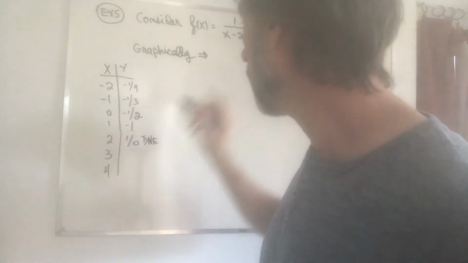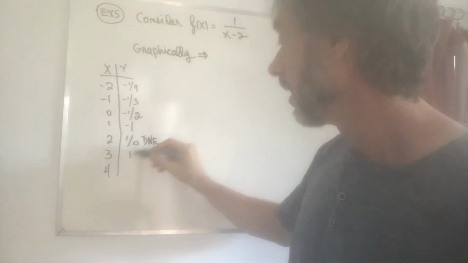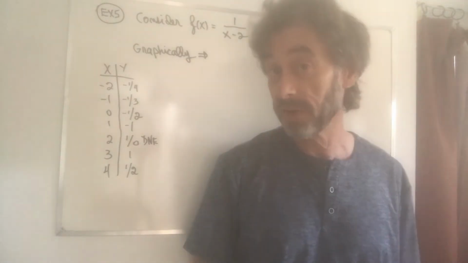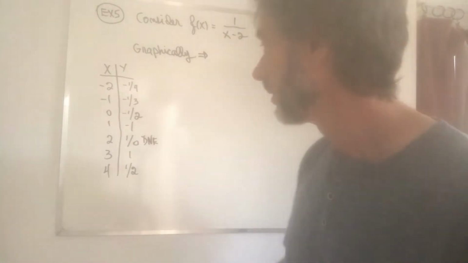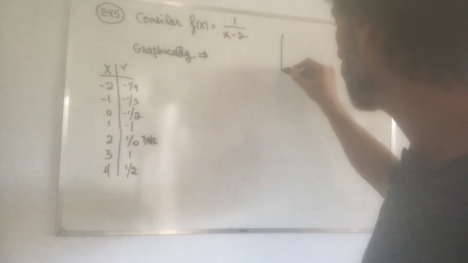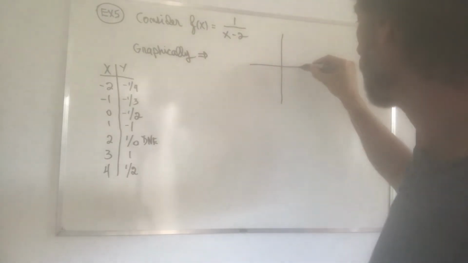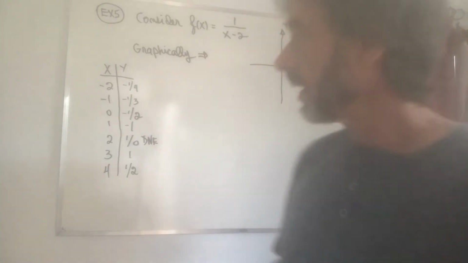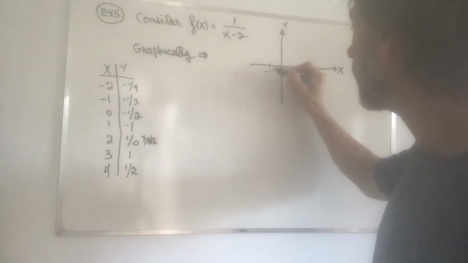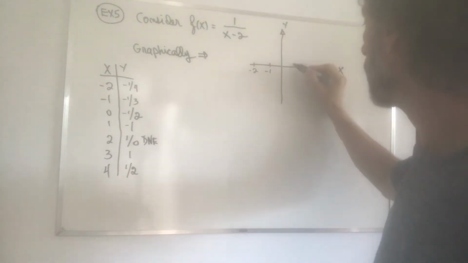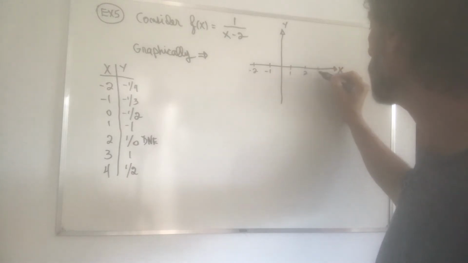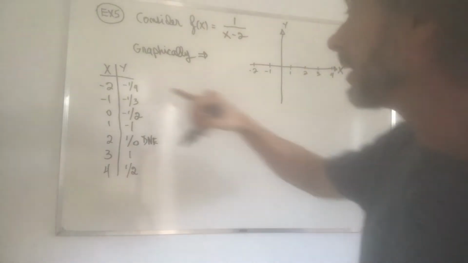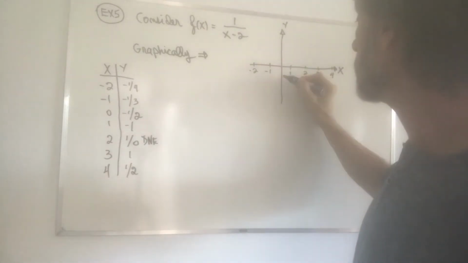What about 3? 1 over 3 minus 2, that's 1 over 1. 4 minus 2 is 2, so 1 over 2. I think we have enough values here to get a pretty good idea of what this graph may look like. So, y-axis, x-axis. Okay, -2, -1, 1, 2, 3, and 4. Let's plot these points on the Cartesian plane.